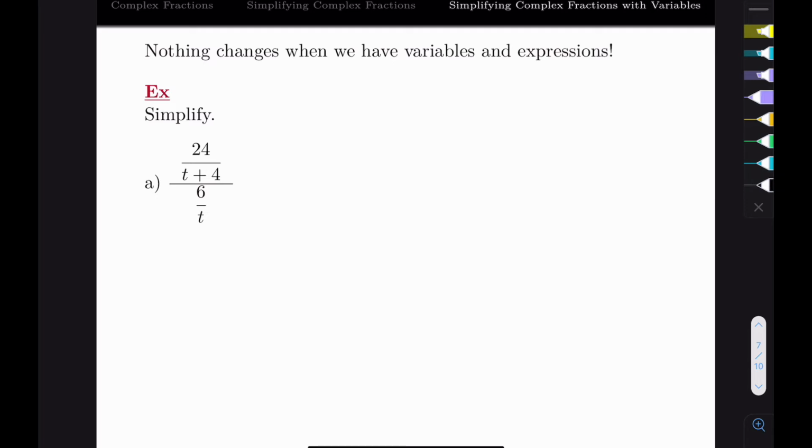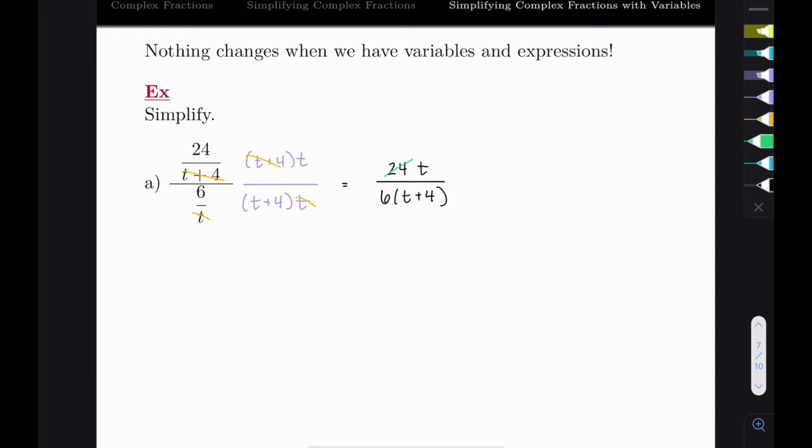If you wanted to multiply by the LCD, in this case, you'd have to take the top and multiply it by t plus 4 and t. And the bottom, you'd have to multiply by t plus 4 and t. This way it would make the t's cancel and the t plus 4's cancel. And then from here, we would simplify. We'd have 24 and a t in the numerator, and we'd have a 6 and a t plus 4 in the denominator. Okay. And then we go ahead and simplify it some more.